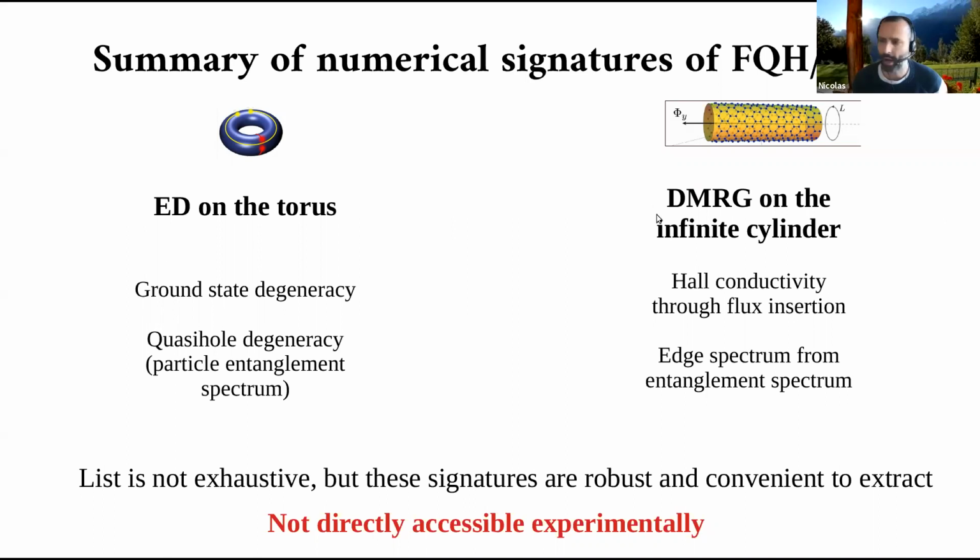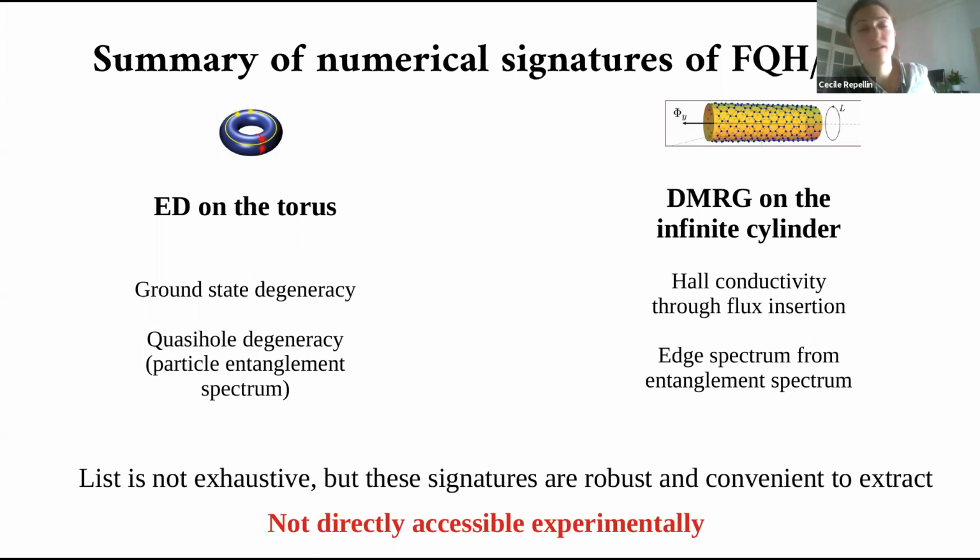May I ask one about the bosonic quantum Hall effect? Is there some quantum Monte Carlo scheme which can also be useful to find the ground state? Because here you discuss ED, DMRG.